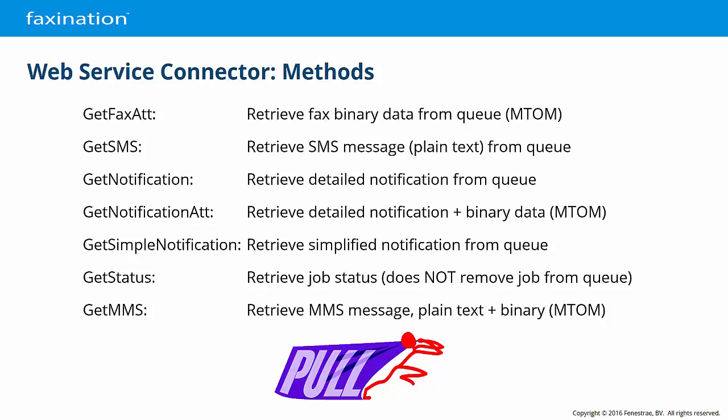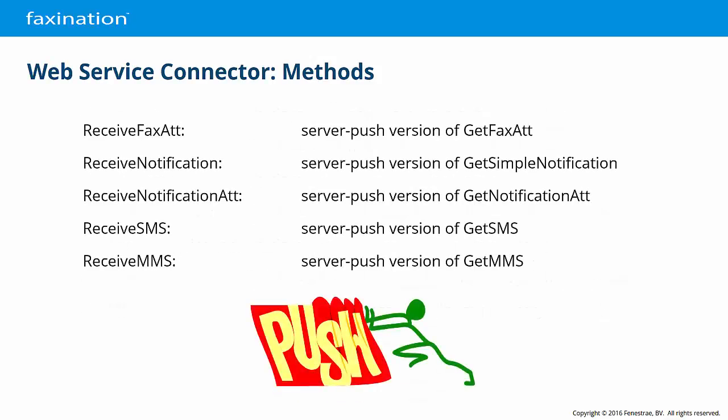Get status retrieves the job status but does not remove the job from the queue. Get MMS allows you to retrieve an MMS message with plain text and binary with MTOM encoding. And web service receive methods. Receive fax ATT is the server push version of get fax ATT.